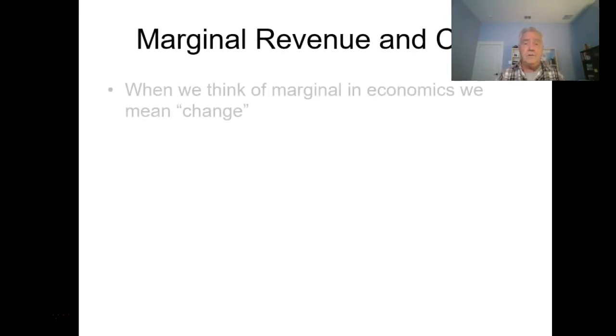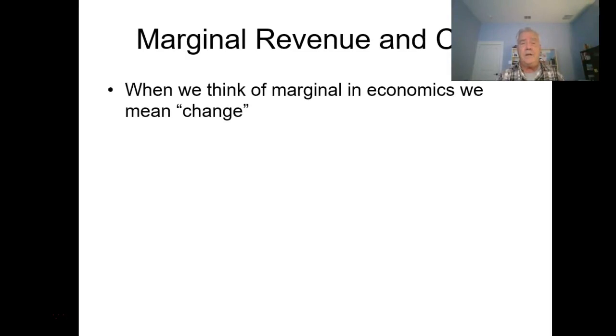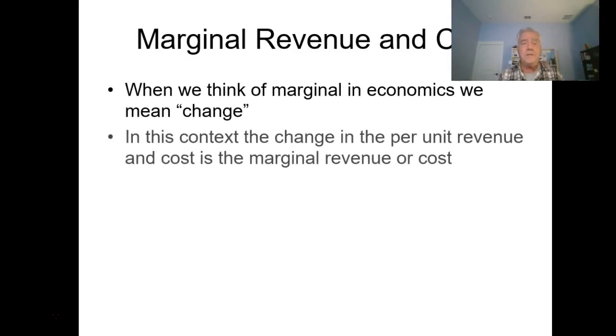All right, marginal revenue and marginal cost. Marginal always means change in economics. In this context, the change in the per unit revenue and the cost is the marginal revenue or cost. So at the point where the marginal revenue curve intersects with the marginal cost curve, what you have is marginal revenue equaling marginal cost. And in the case of competitive markets, that is the price that the product can be sold at, and in effect represents the demand curve because there is only one price.